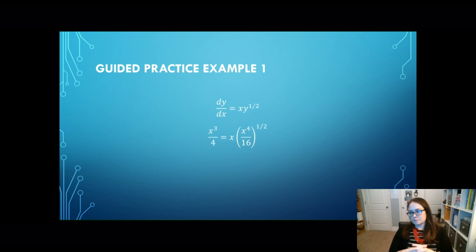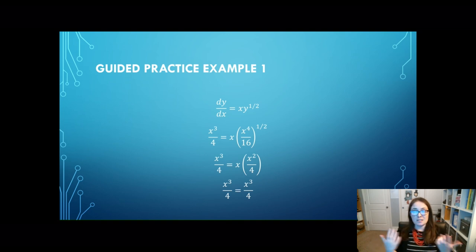So replacing dy/dx and y in the equation, I get something that looks like this. I can simplify the right side by taking the square root of that x to the 4th over 16. So that's going to give me x squared over 4. And then I multiply that by the x, and I end up with x cubed over 4 on both sides of the equation. So I got a true statement, which means this is, in fact, a solution to the differential equation. So that's what a solution looks like.